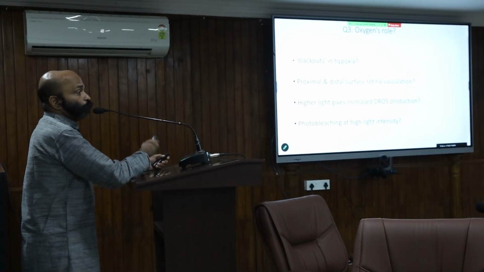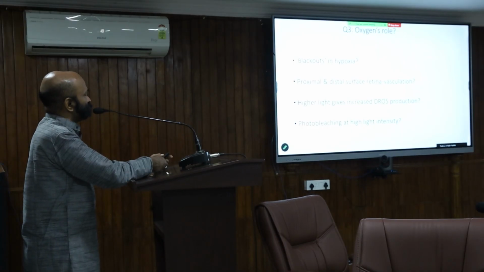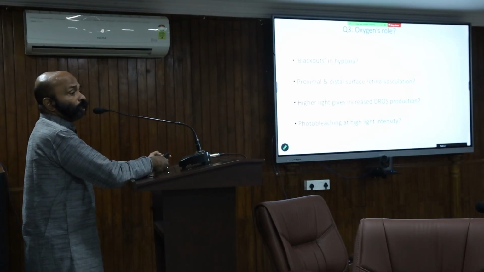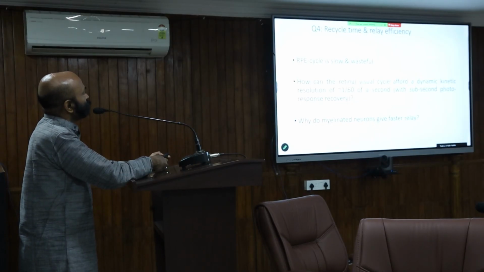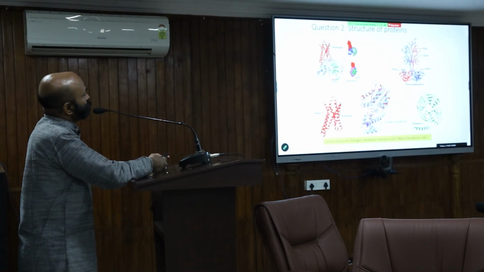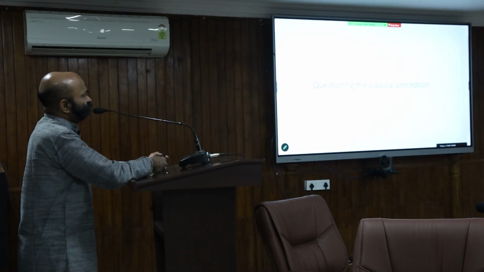Where we find retina, both sides are highly innervated by blood vessels. So why do we have blackouts in hypoxia, with proximal and distal surface vascularization? Higher light gives more ROS production. Why should a greater amount of light give more ROS? Photobleaching at high intensity. Then the classical cycle, the retinal cycle, where it has to go to the retinal pigment epithelium, takes hours, whereas your recovery time is too quick.